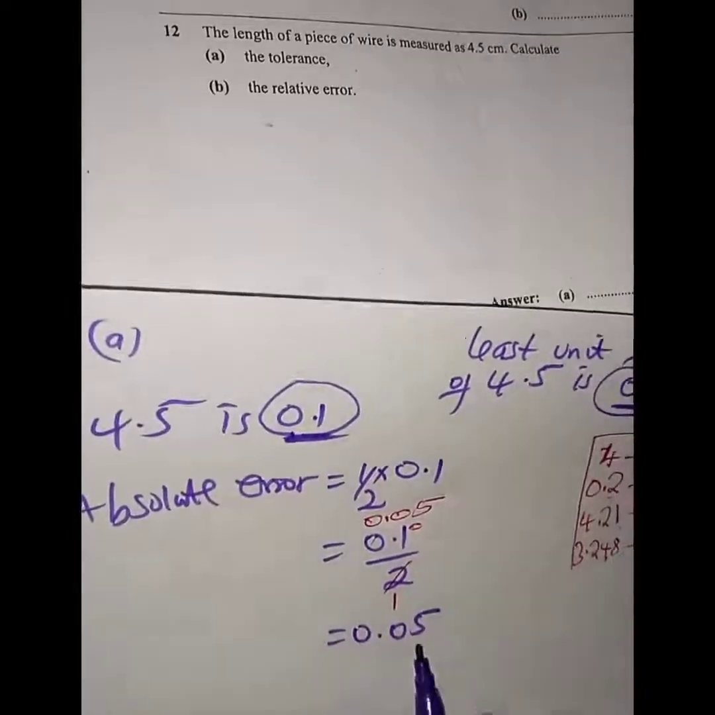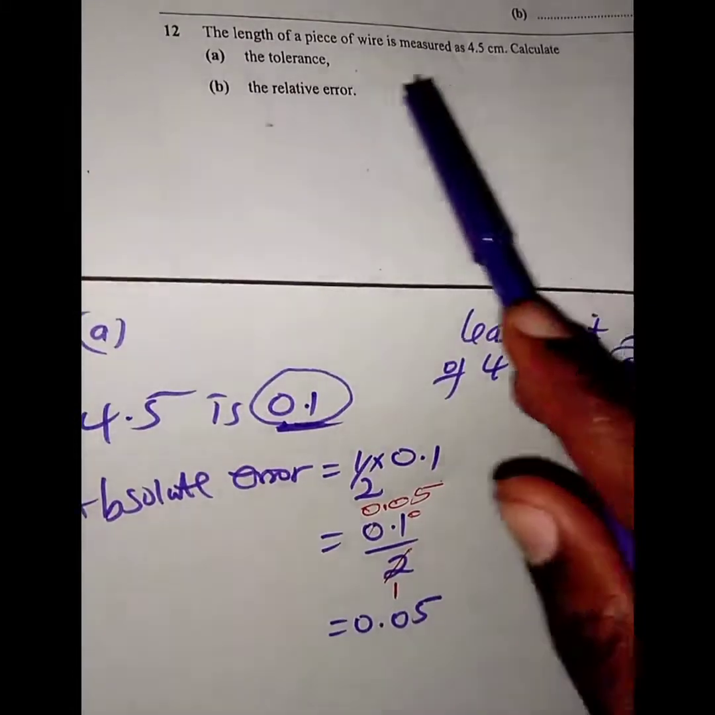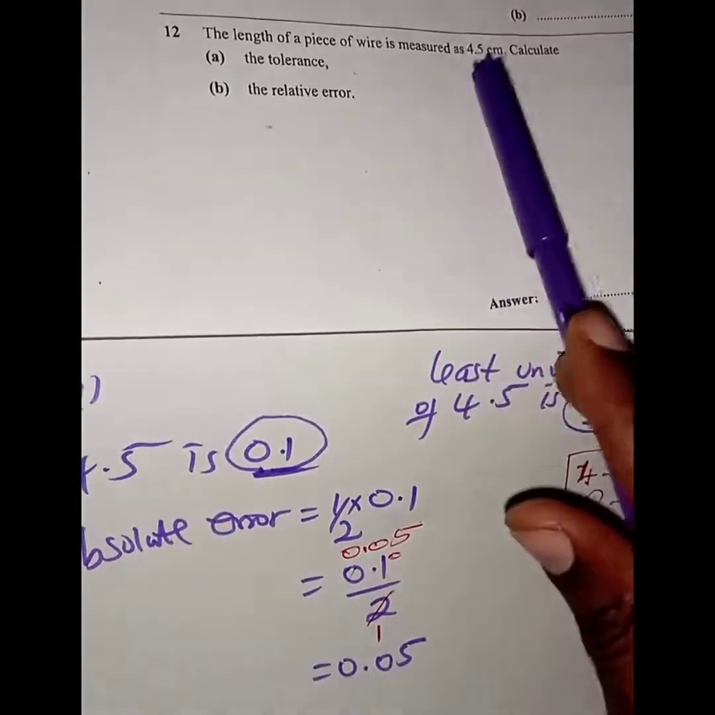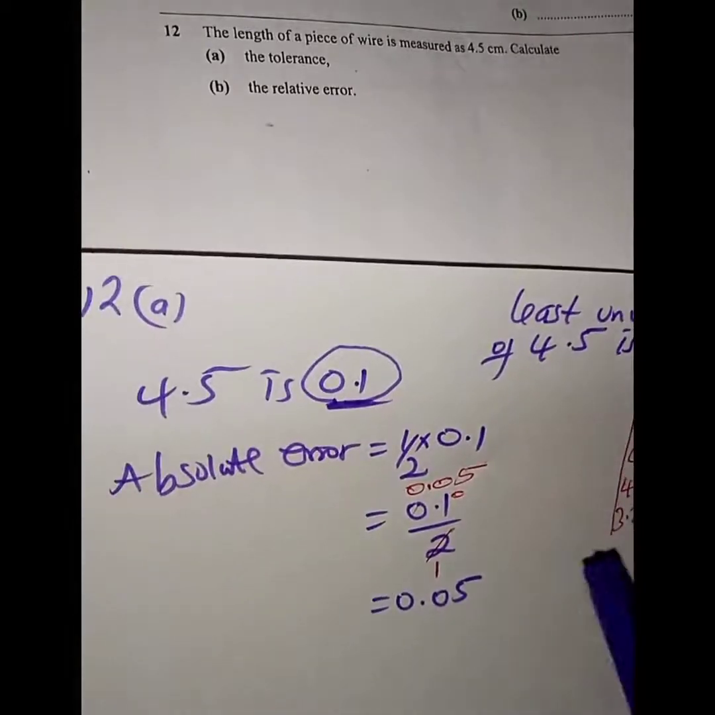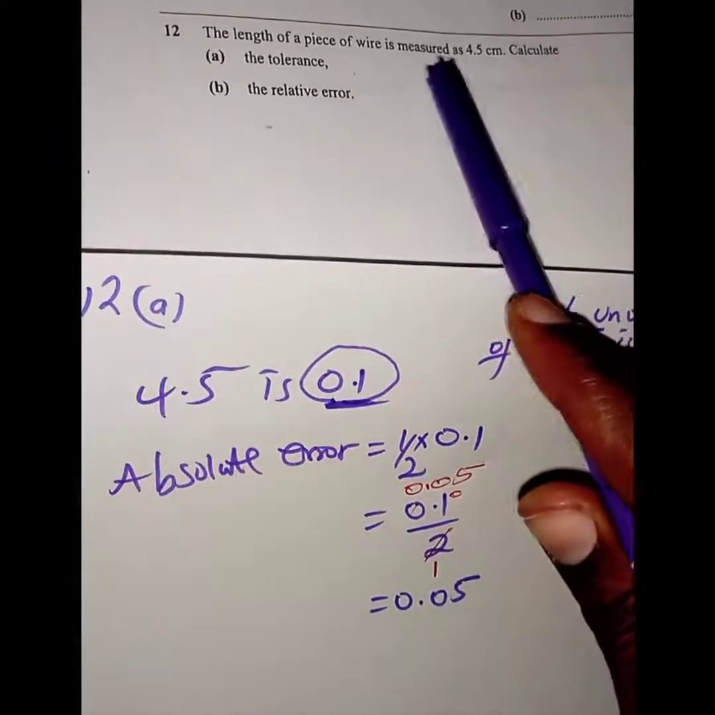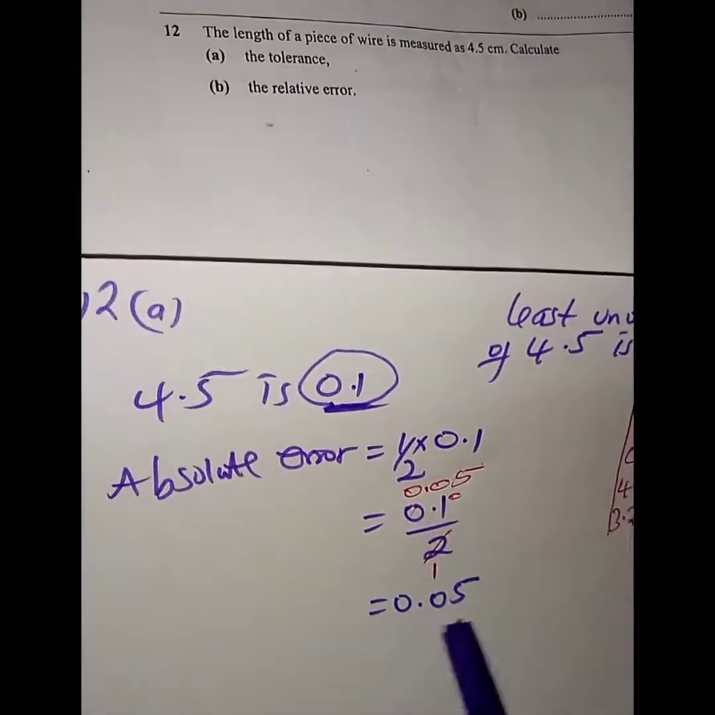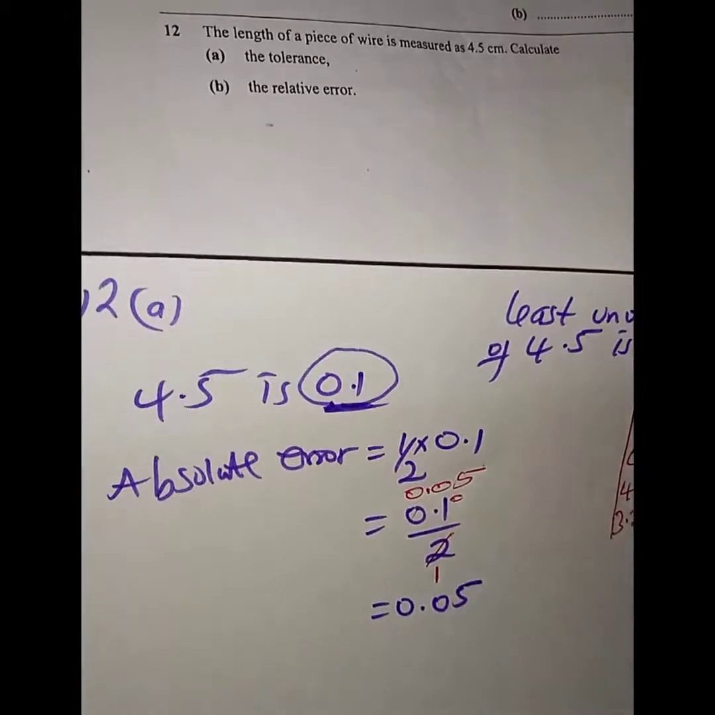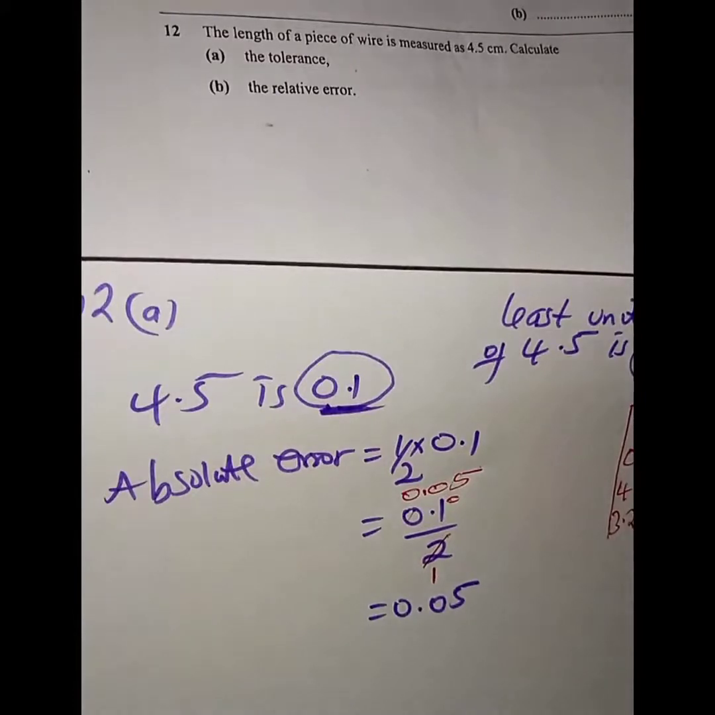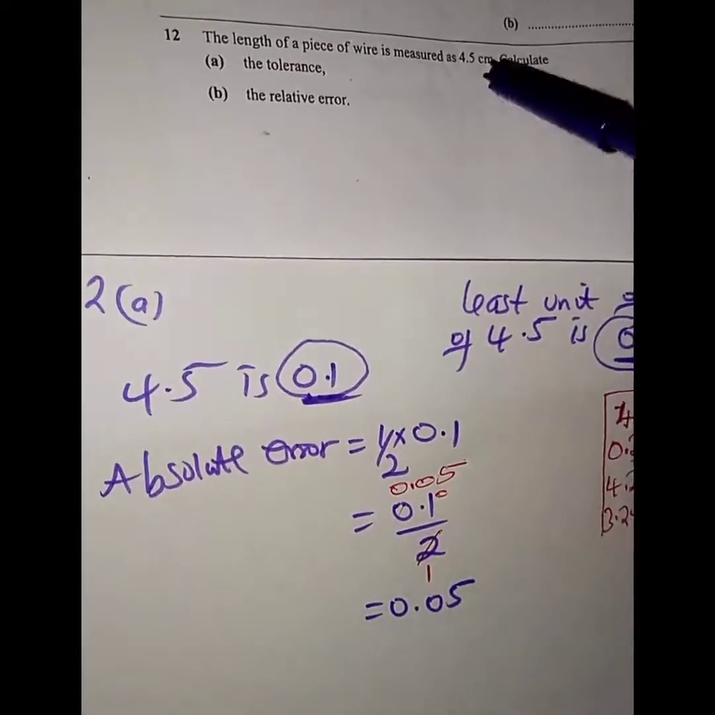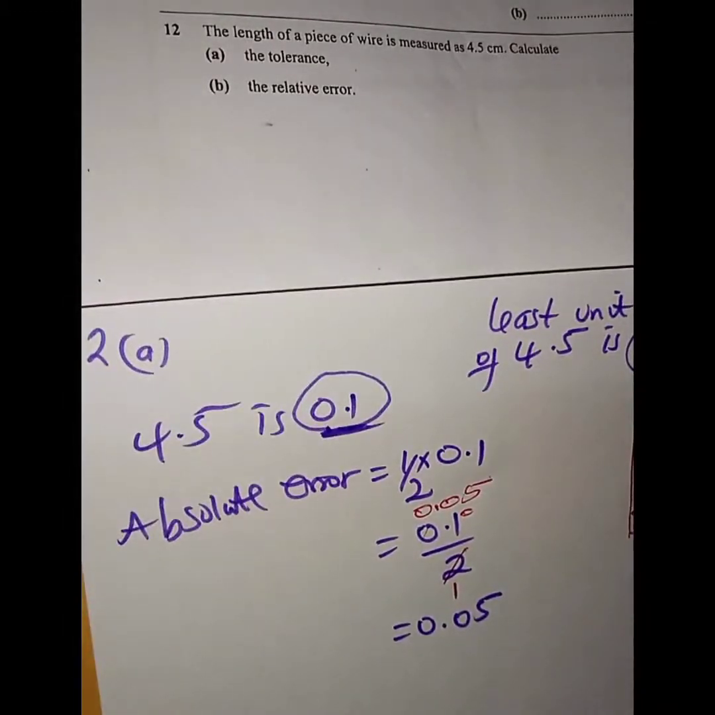What does it mean? This absolute error means if we were to give someone a piece of wire to measure, they might measure something slightly higher by what unit? By 0.05. Also, if you give a different person to measure the same piece of wire, they might measure something slightly lower by what unit? By 0.05. So when you say slightly high, it means you add 4.5 plus 0.05. When we say slightly lower, it means you subtract 4.5 minus 0.05. Now, tolerance. How do you find the tolerance?